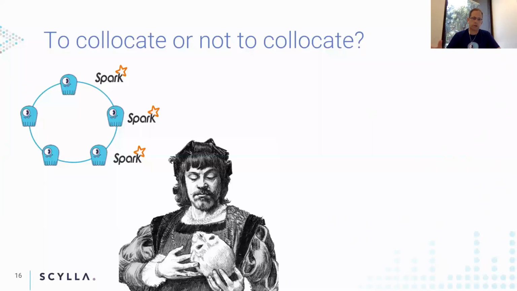The first notion when customers come in and say, hey, I want to collocate my Spark cluster together with my Scylla cluster. The benefits are pretty obvious. You have fewer nodes to manage. Data is closer to the Spark nodes. It sounds like a very natural way to do that. However, there are multiple challenges in that architecture.